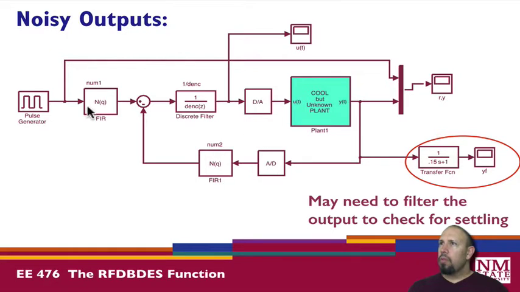So we have a tool to be able to work with a pretty complex system like this. We have a nice, powerful tool that, again, uses the quadratic program and all of that machinery that we've developed in order to do this kind of thing. So we have a very powerful tool in this tool called RFDBDES, Ripple-Free Deadbeat Design.